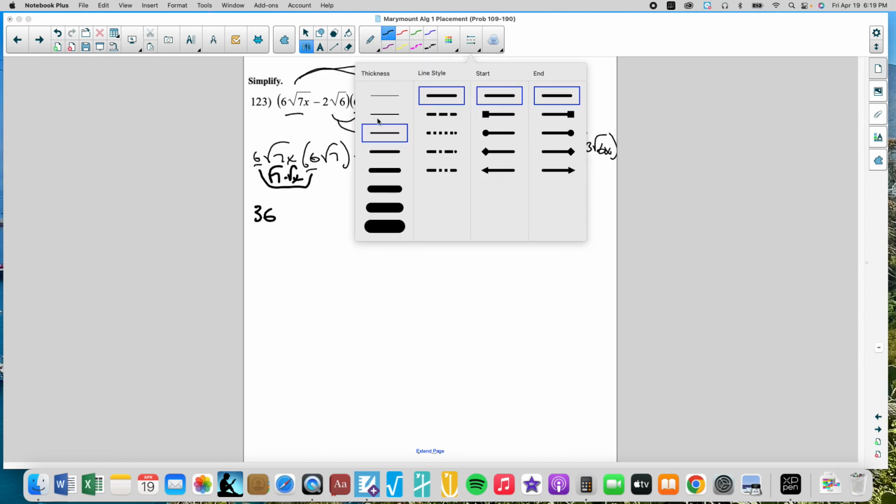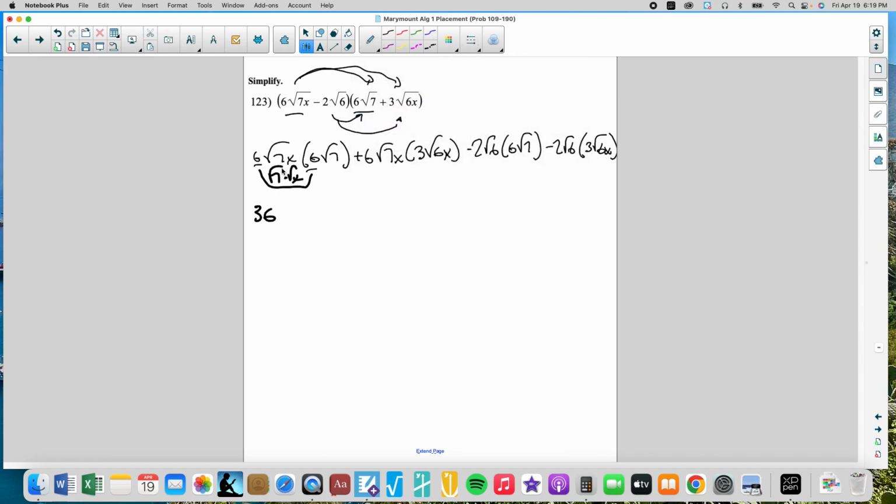Let's try this. Rad 7 times rad 7 is going to give us times 7 and then the rad x. So that's 42, 42, that's 252 rad x. Let's multiply these. You have outside times outside. That is 18.